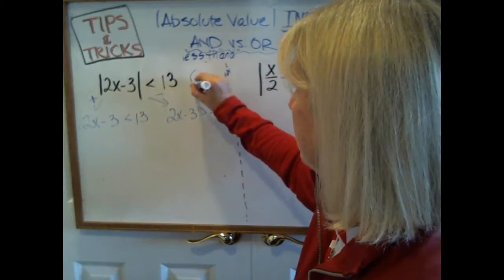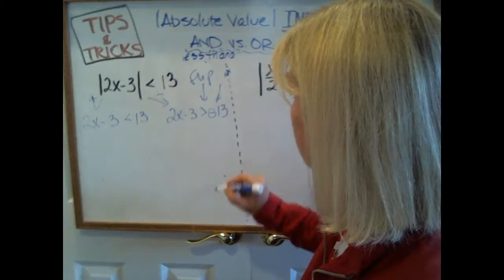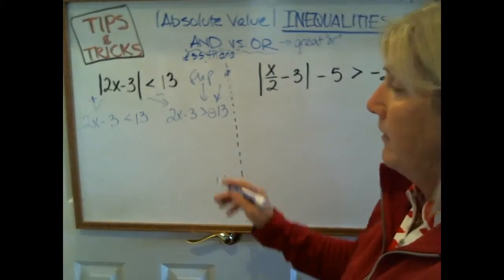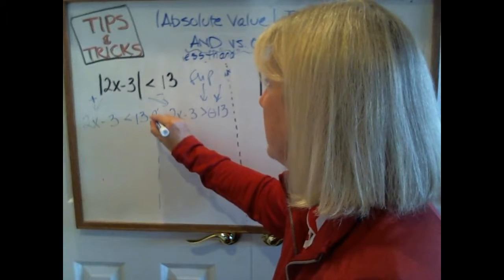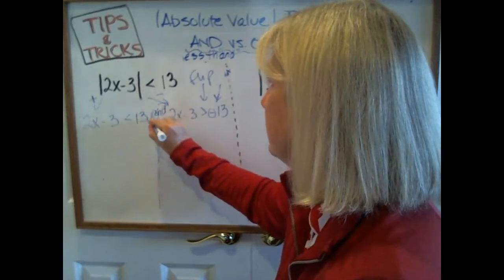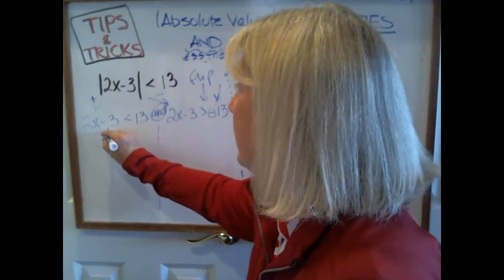Flip and change that sign right there. Change the sign. All right, so the operative word in between here is "and." So we're going to solve each of them separately. So we're going to add 3.